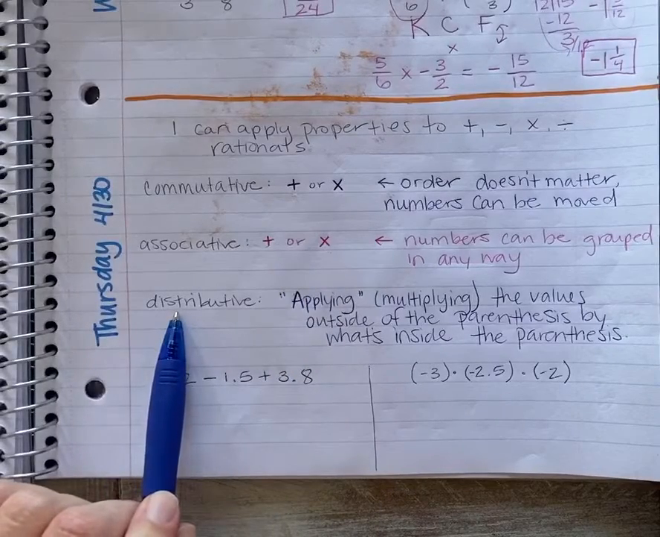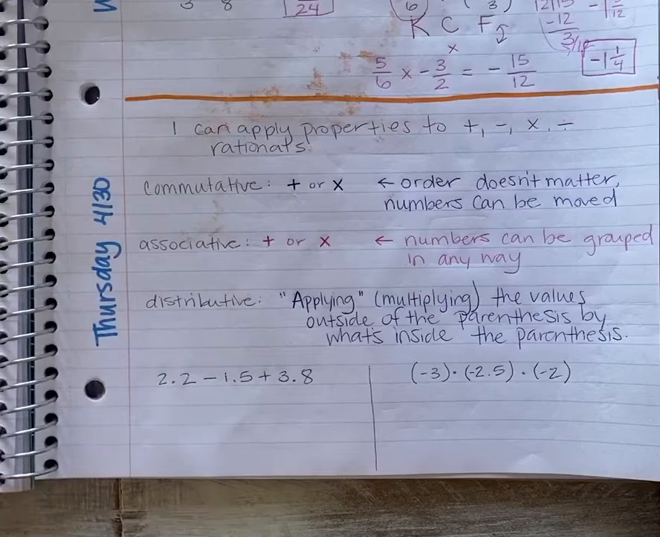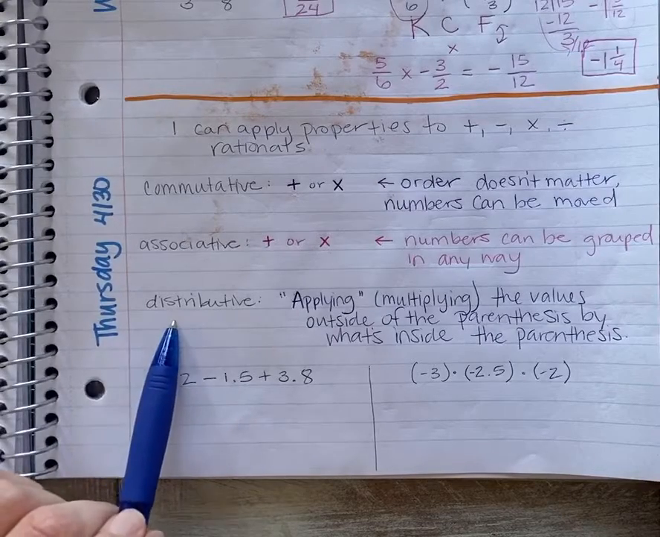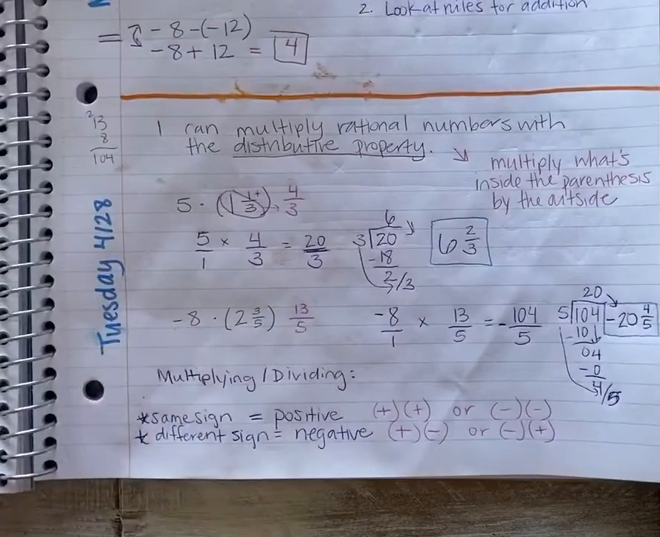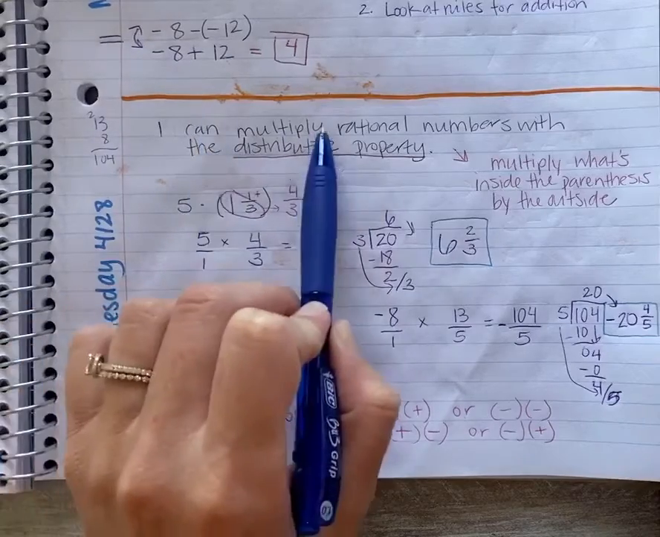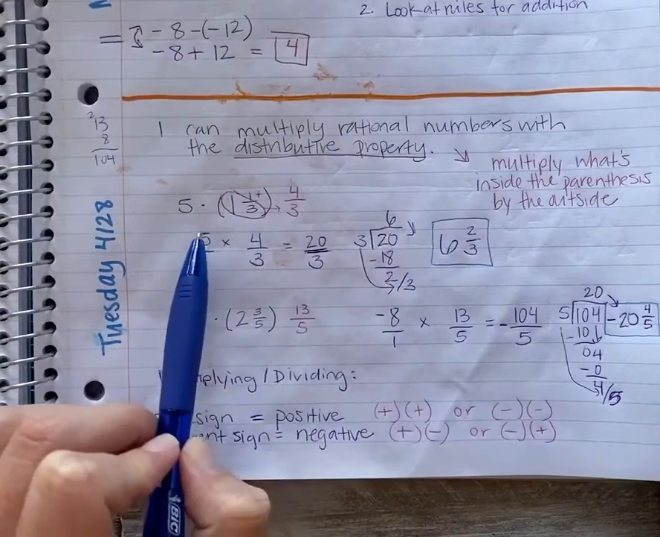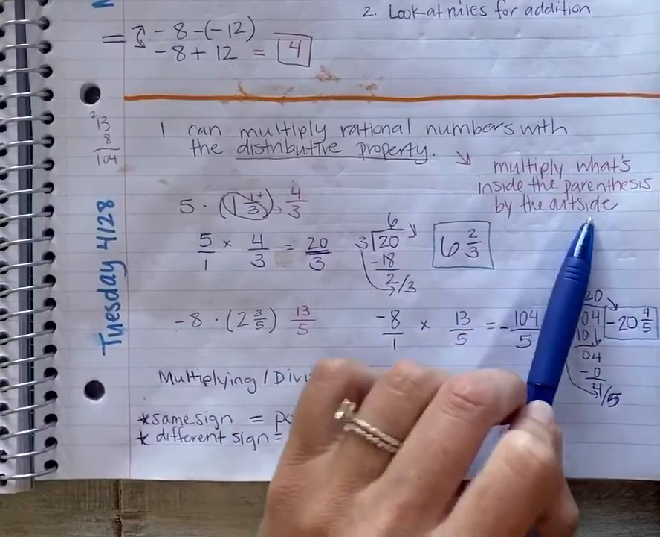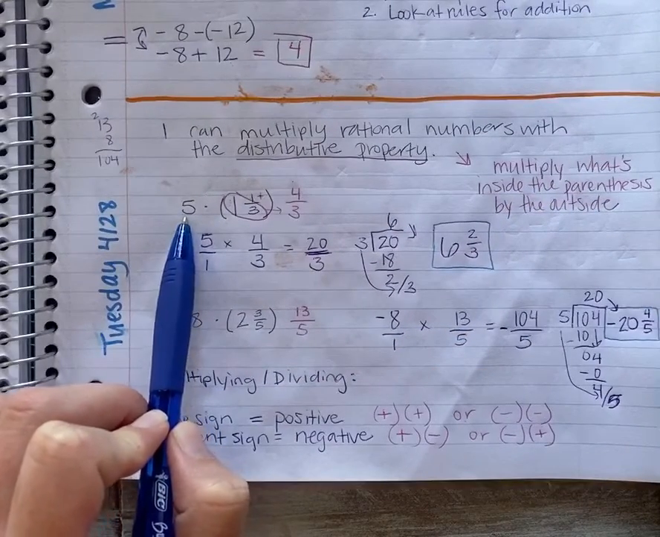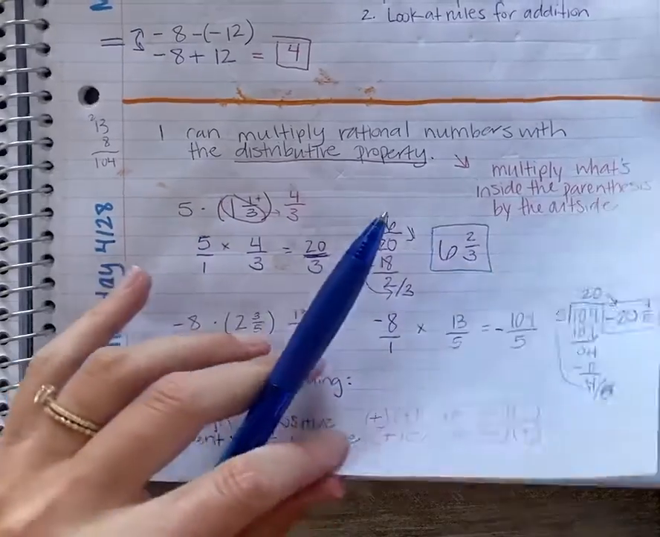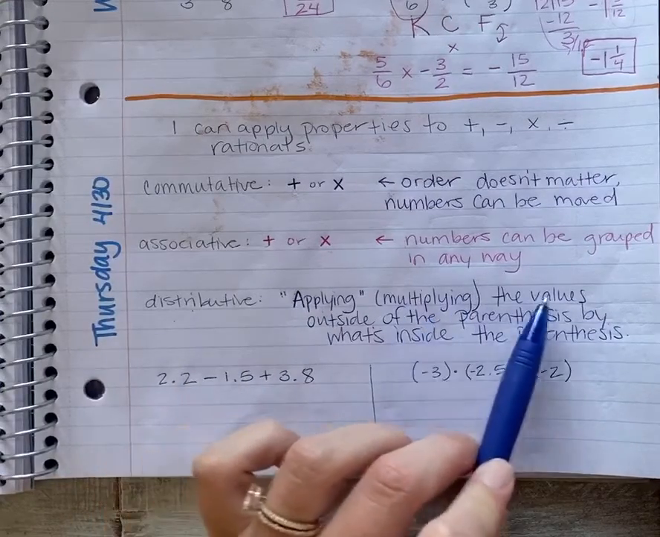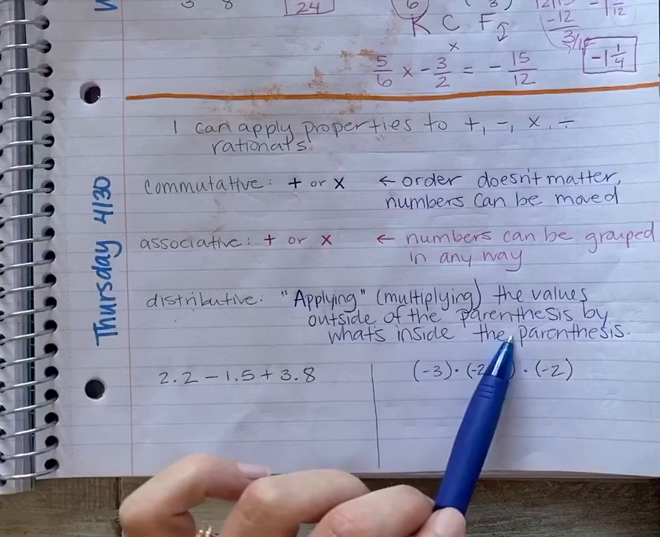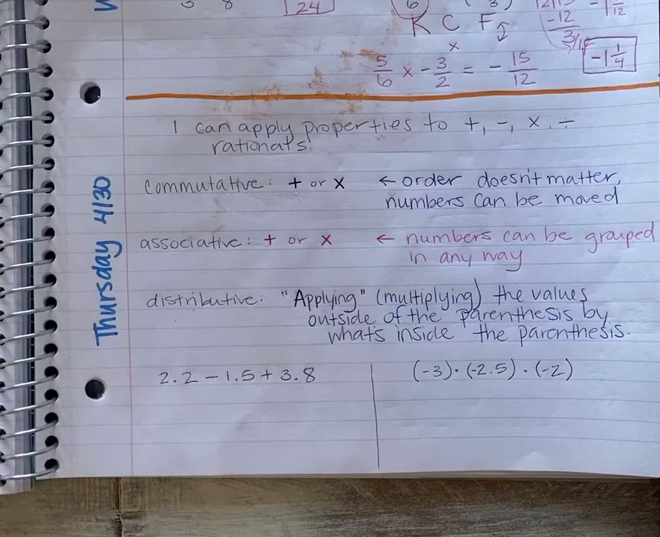The distributive property, which you may or may not choose to use for question number 32, is basically what we did on Tuesday. Our objective was to multiply rational numbers with the distributive property, basically multiplying what's inside the parentheses by the outside. So here we multiplied 5 times 1 1/3, and so on. So the distributive property is applying, which means multiplying, the values outside of the parentheses by what's inside the parentheses. And the opposite of that would be factoring. We did a lot of work on that a couple months ago.